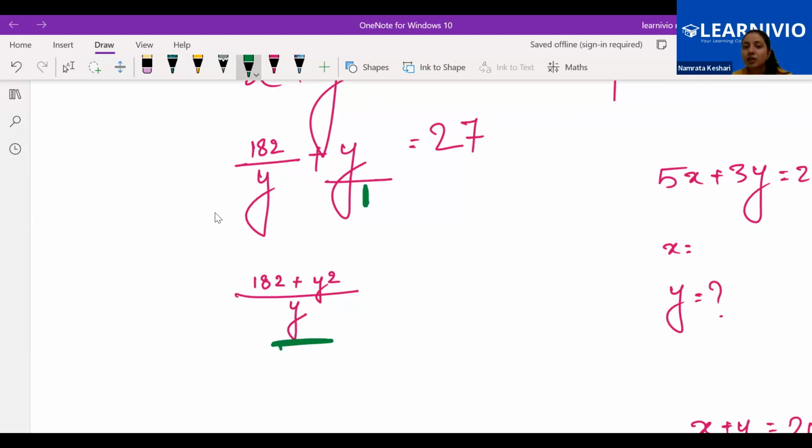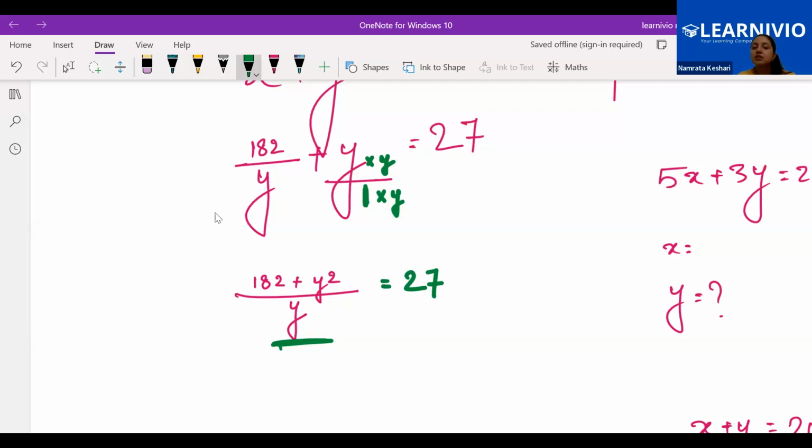What has been multiplied over here? So there must be a multiplication of y. Then only this 1 all of a sudden became y. So we need to multiply the same y in the numerator also, and hence it became y square, is equal to 27.